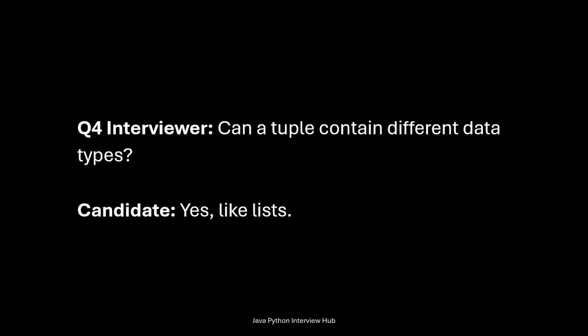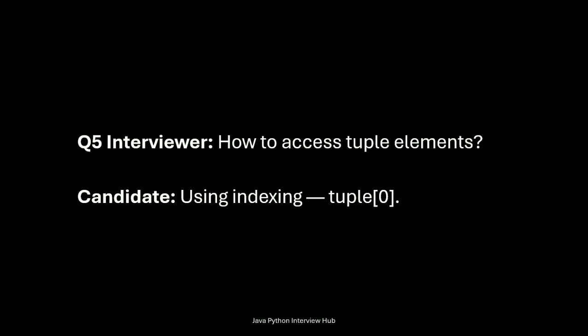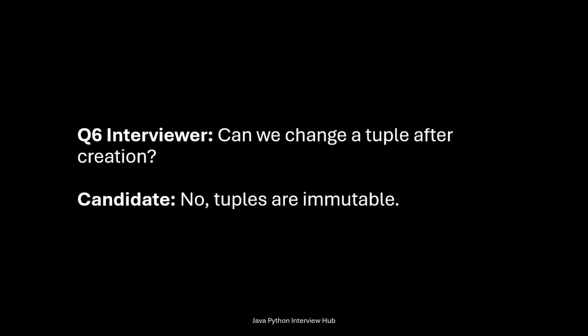Can a tuple contain different data types? Yes, like a list, you can add all kinds of data like integer, float, strings, and boolean. How to access tuple elements? Using indexing. Can we change a tuple after creation? No. Tuples are immutable. You can give this answer with great confidence.